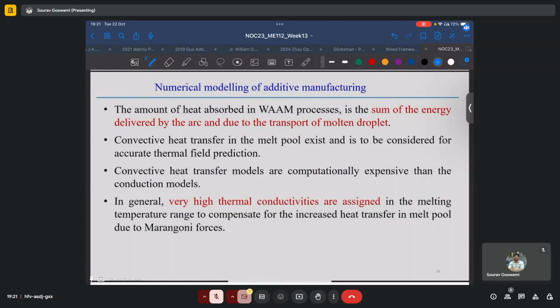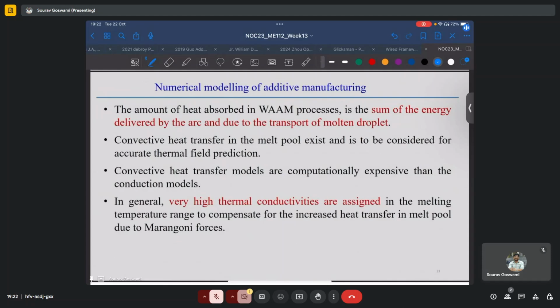Now, the total amount of heat absorbed in any wire arc additive manufacturing process will be the sum of energy delivered by the arc and the energy available due to the transport of molten droplet. The convection heat transfer in the melt pool exists and should be considered for accurate thermal prediction. Typically, a conduction only model will over predict the temperature distribution, and so convective heat transfer should also be taken into account.